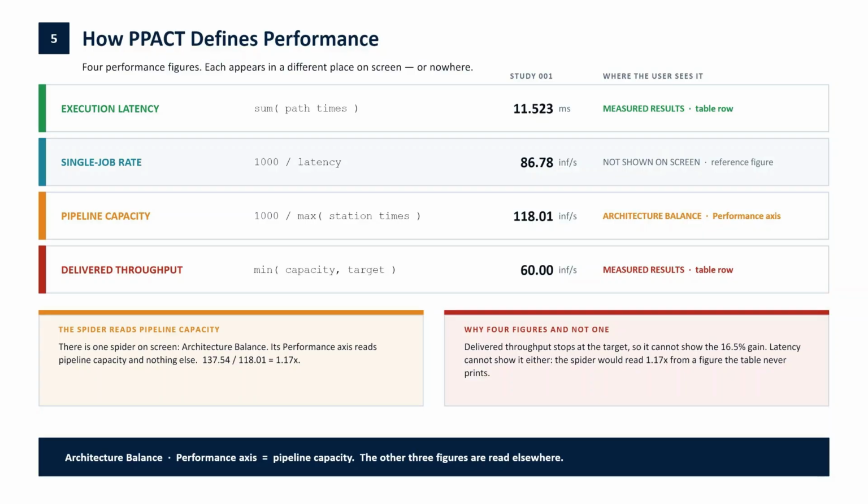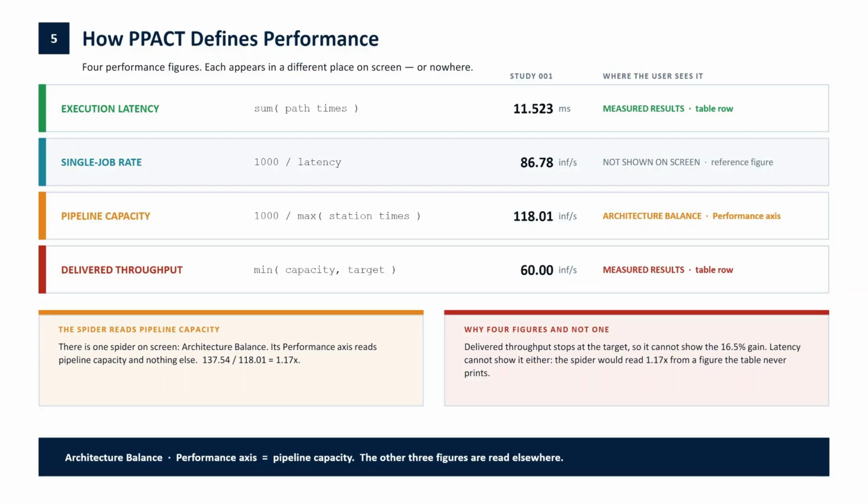One point should be especially clear. The user sees one spider chart on screen, and that chart is architecture balance. Its performance axis uses pipeline capacity and only pipeline capacity. For Study 001, 137.54 divided by 118.01 is approximately 1.17 times.